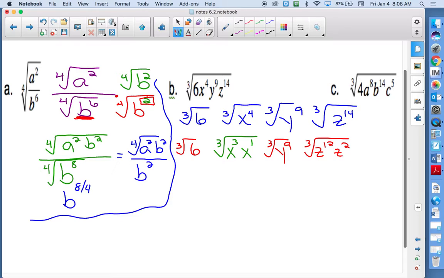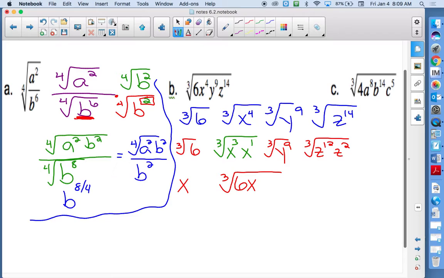So we have the cube root of 6. Can we take anything out with the cube root of 6? No. So that's going to stay the cube root of 6. The next one with the x's, we have the cube root of x cubed and x. So what would that become? Yep, so one x goes outside, the other x stays inside.